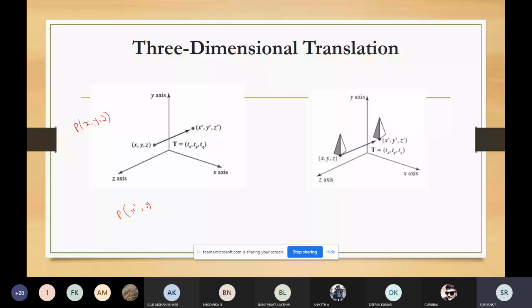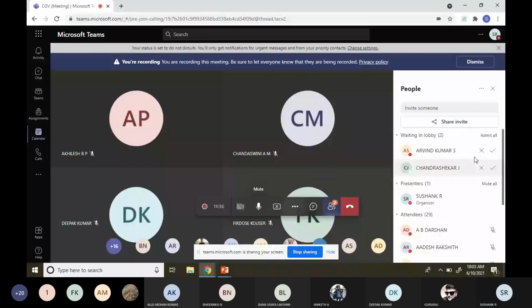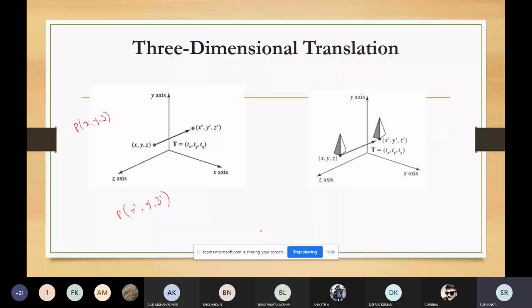This is your initial location, and you want to move this point from this initial location to some other location by adding values to the x coordinate, y coordinate, and z coordinate to get a new location. So usually translation means moving the point from one position to another position, or moving an object from one position to another position. You can call it the translation.